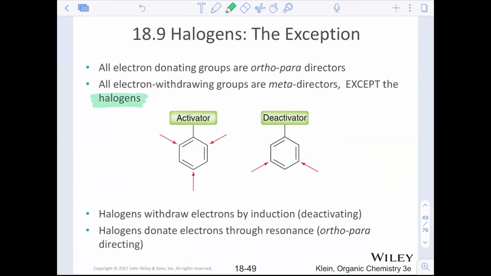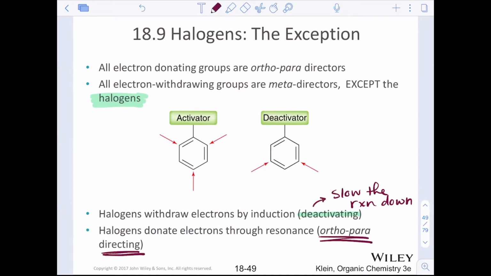Halogens. When we have a halogen on our benzene ring, halogens withdraw electron density by induction because they are relatively large and polarizable and usually electron withdrawing, electronegative. They are technically deactivating. So that means that they slow the reaction down when they are already on benzene, but they can donate electrons via resonance. So their directing capabilities are ortho-para directors.